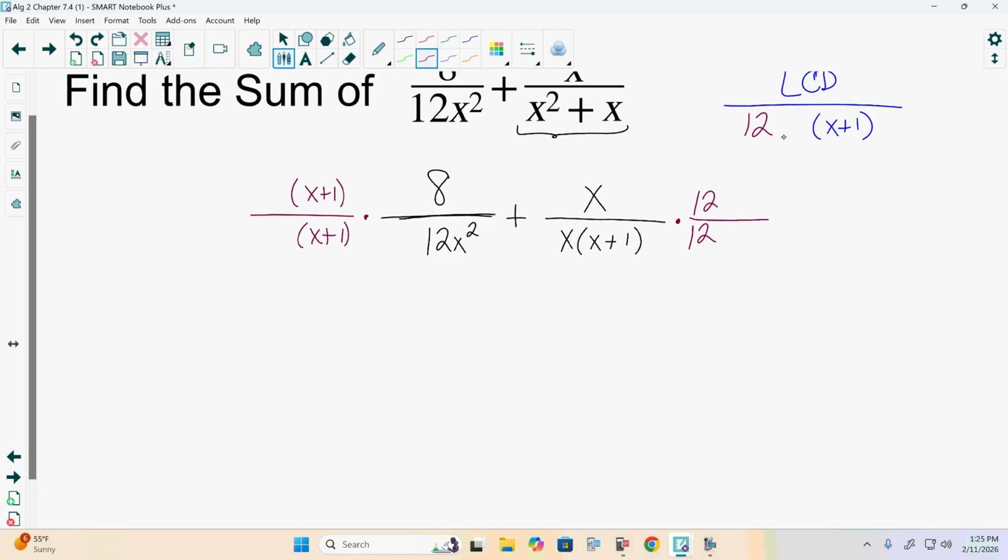And it has x squared. It has two of them. The one on the right only has 1. So we'd also need to multiply it by x over x, telling us that the least common denominator is 12x squared times x plus 1.